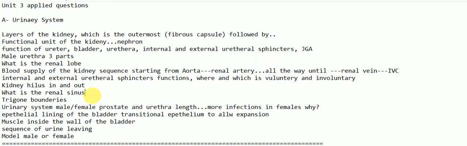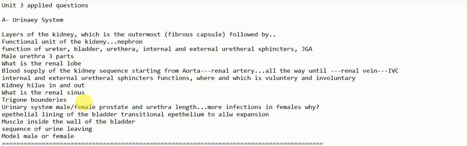What's the renal sinus? The renal sinus is the overall cavities in the kidney, which is the most medial part of the kidney, including the empty cavities and the fat and everything, like the calyces, the pelvis, the fat around it, and all of that. We call it the renal sinus, which is basically the cavities in the medial part of the kidney.